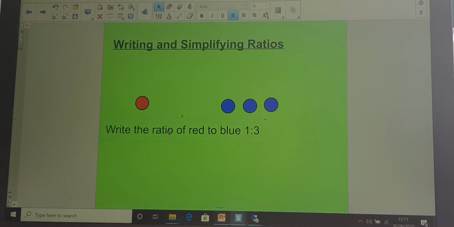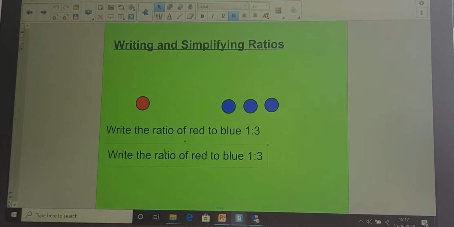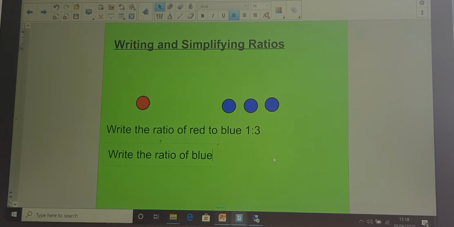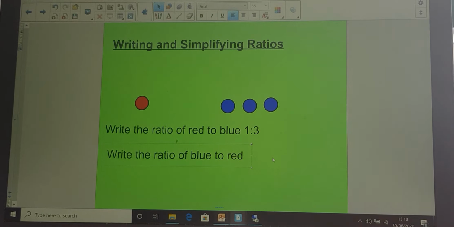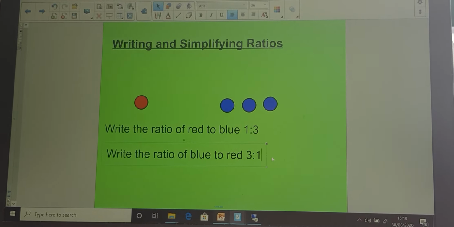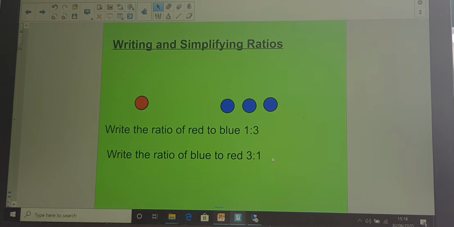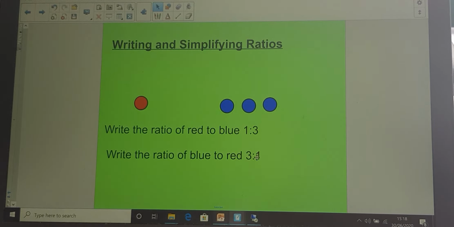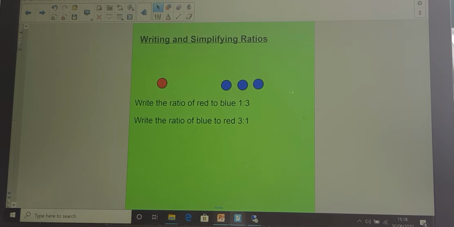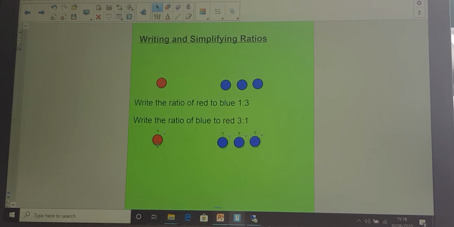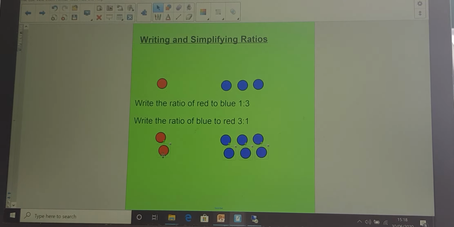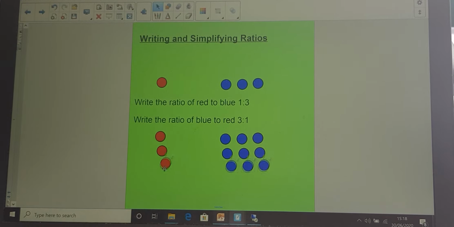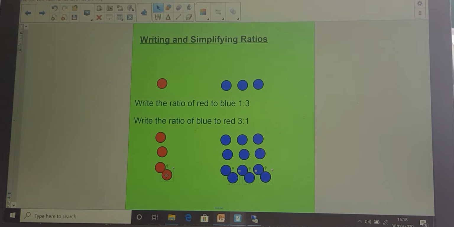The order in which that's written is really important. So say it said write the ratio of blue to red, then there would be 3 blue counters for every 1 red counter. It's important that you read the order in which it's said here. Now, something else that they could potentially do is if I had this question instead, so instead of this, I asked you to do this.